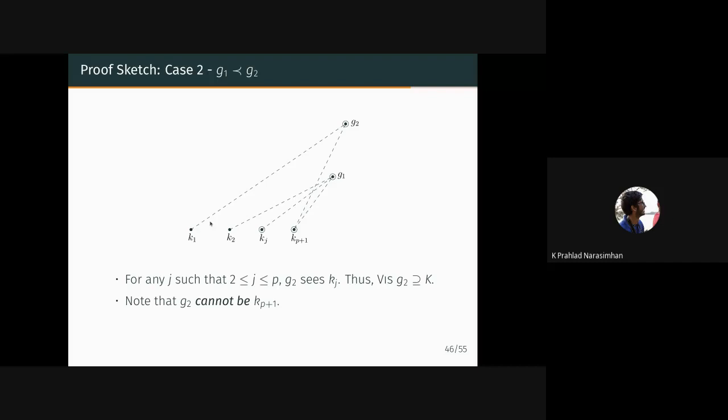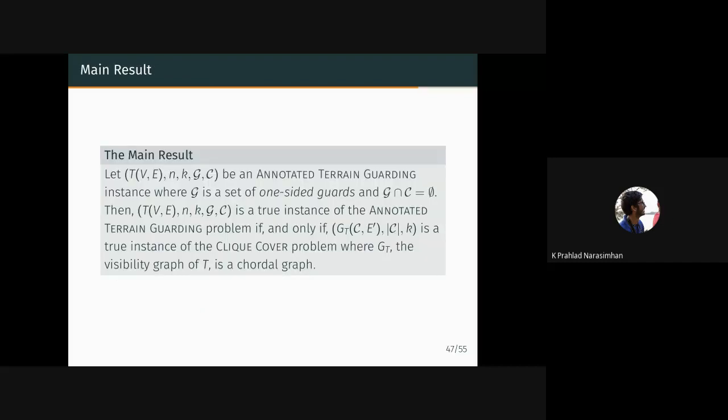But note that, at least convince yourself that G2, sorry, it should be G1 cannot be, sorry, there's a typo. It must be G1 cannot be Kp plus 1. So convince yourself why this is true. So clubbing these two together will give the main result that I promised at the beginning of this section.